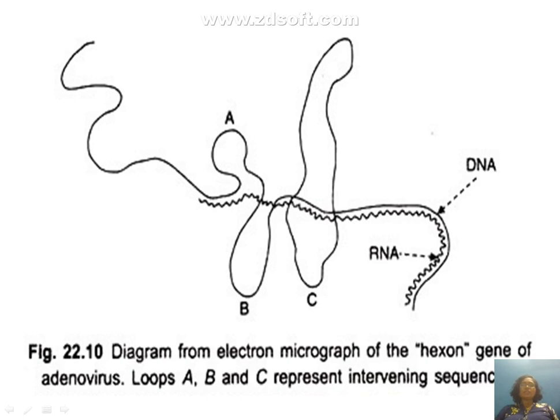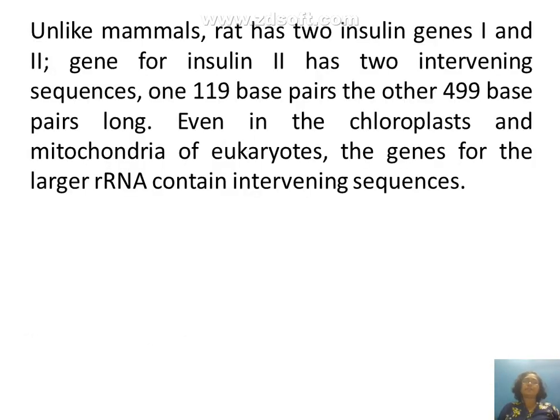So this is the Hexon gene of adenovirus, as I have already explained, where A, B, C represent the intervening sequences. Here you will see that this region has been looped out because it is the non-coding or intron region. Region B, and then C is here itself, is also looped out in this fashion. This is how you represent the intervening sequences in the Hexon gene of adenovirus.